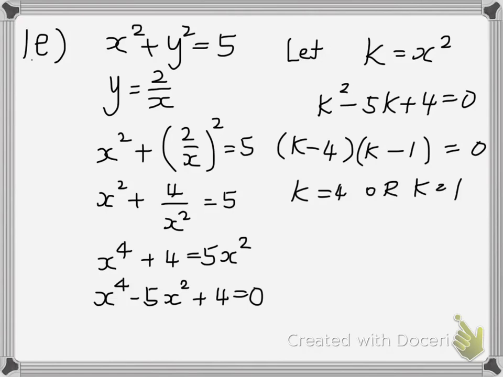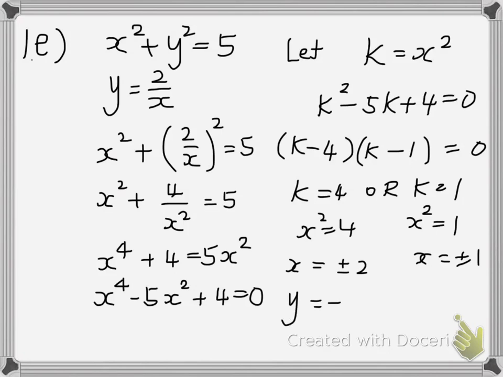But we're not working on K, we're working on x and y. So what was K again? K was x squared. So x must be plus or minus 1. So you do the same for y. Alright? So y is the other way around, right? So y is plus or minus 1 or y is plus or minus 2.